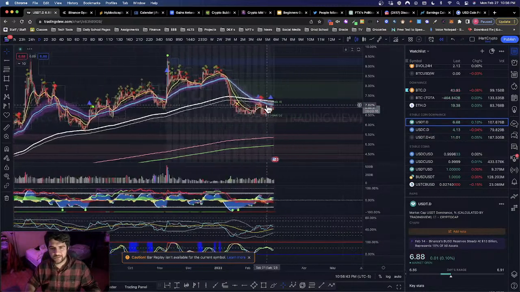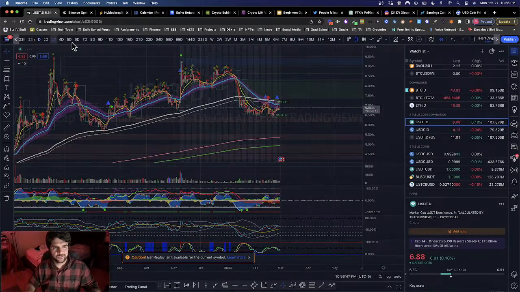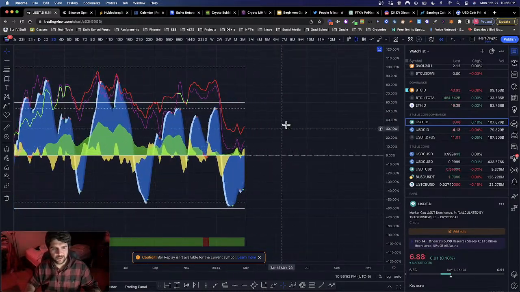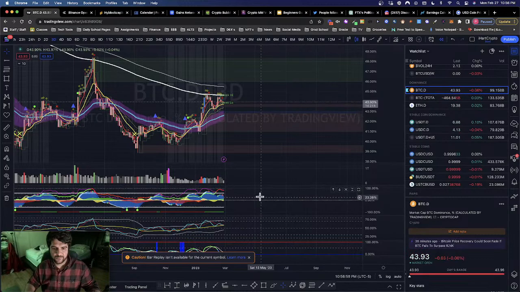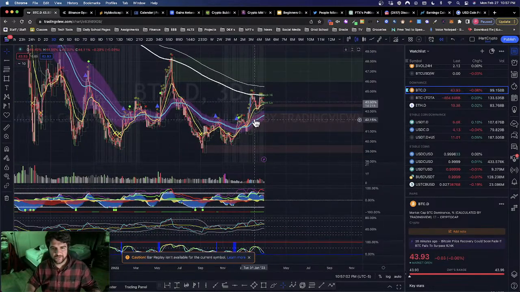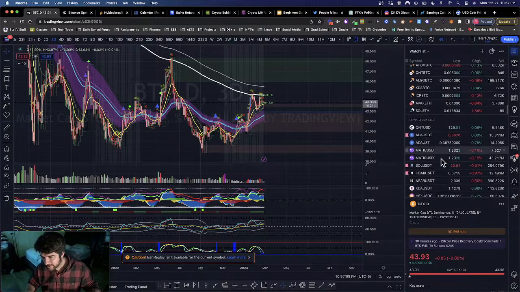USDT dominance. You get a little trend reversal here on your daily. Momentum is coming up on your 3-day. Bitcoin dominance. Money flow looking pretty good. You got some vectors down here, but you also got a vector up here, so God knows. It is a very, very interesting time.